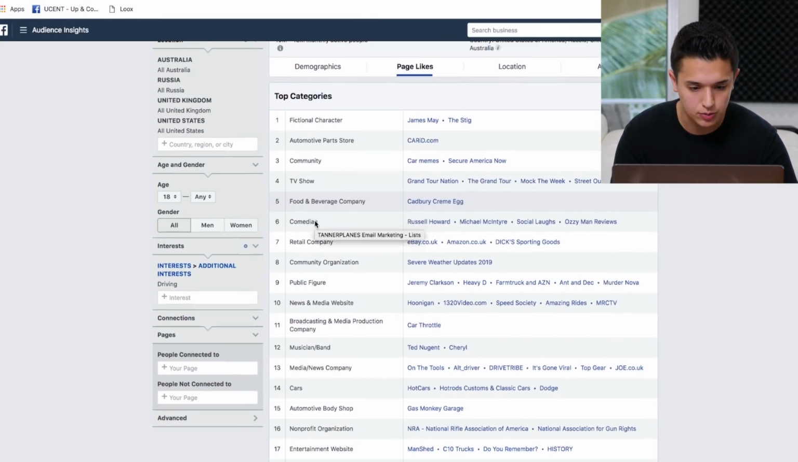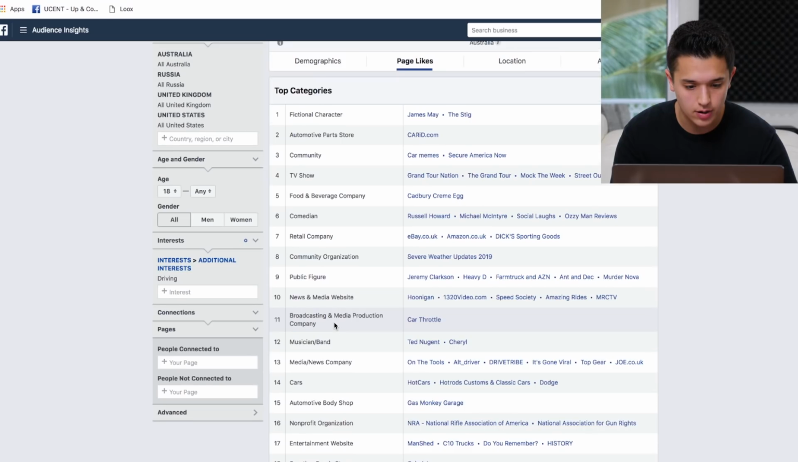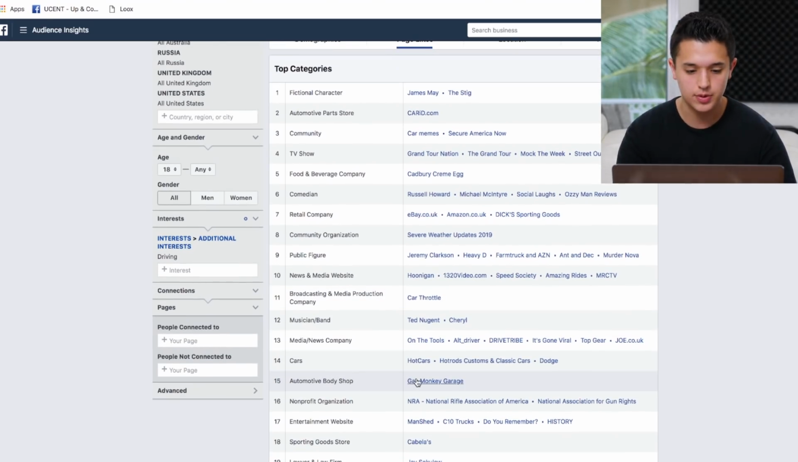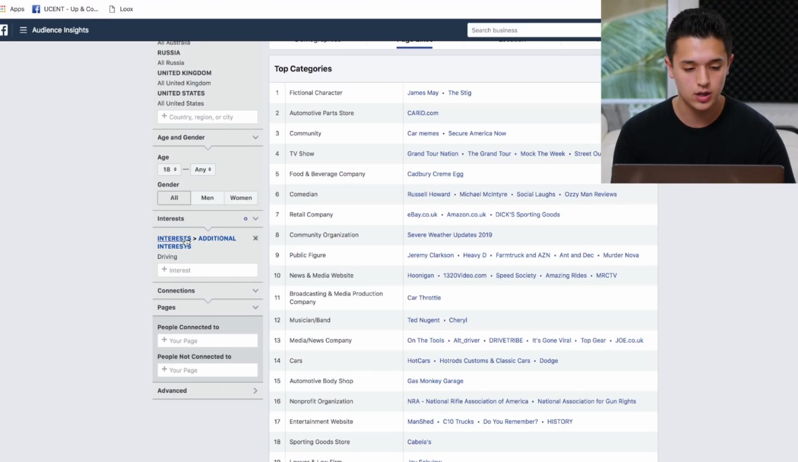And you can go in and just keep looking. You can see something like, all right, what do we have? Automotive body shop, Gas Monkey Garage. So I could go through and just do this. And you want to do this for every general interest you think of. Not everyone, but a decent amount. Because like the first one we looked at had like a 15 to 20,000 audience, but that was too small for us. So we did driving.